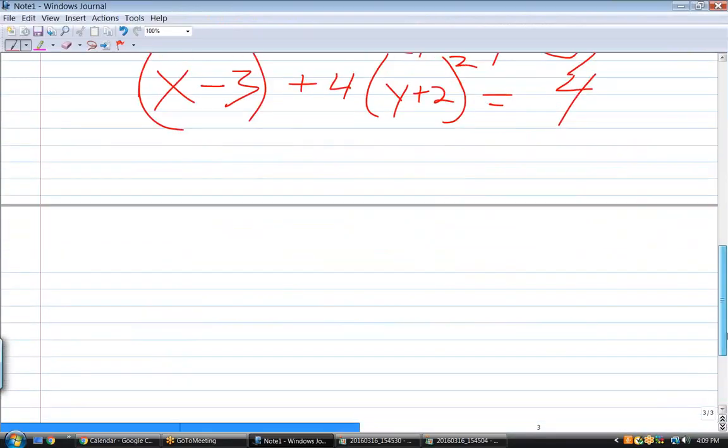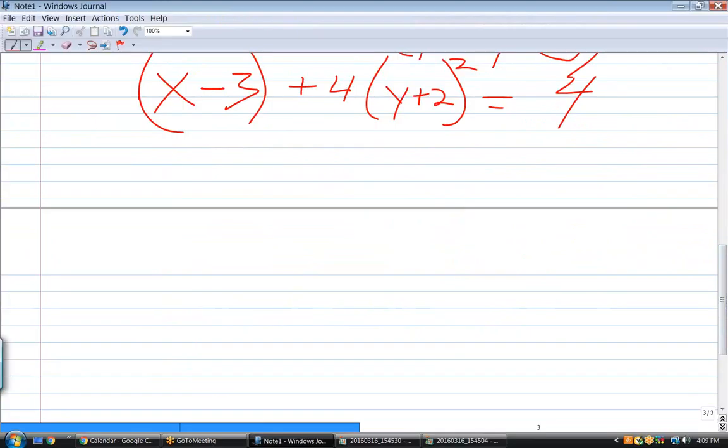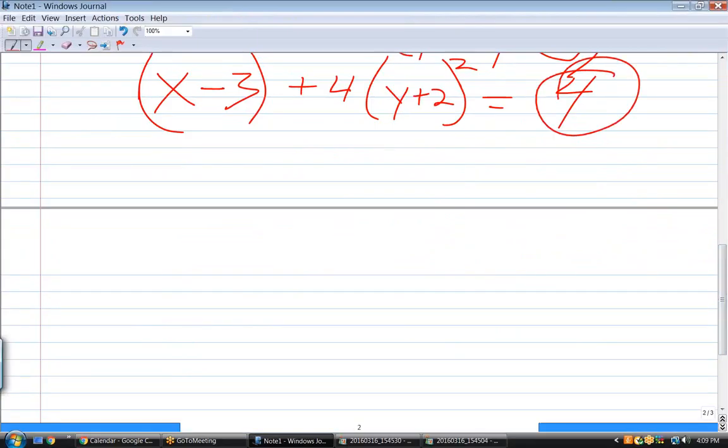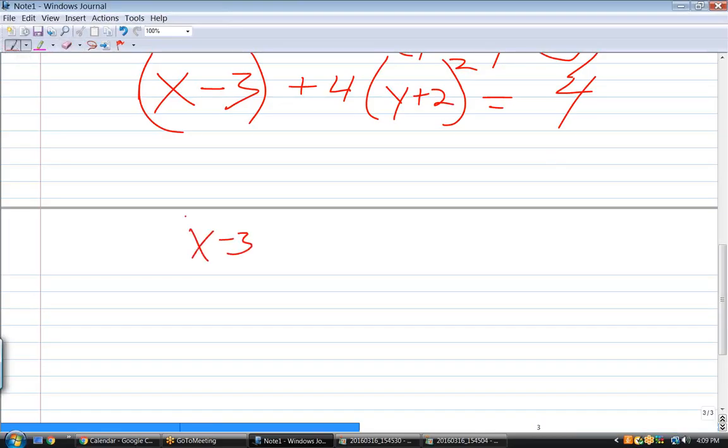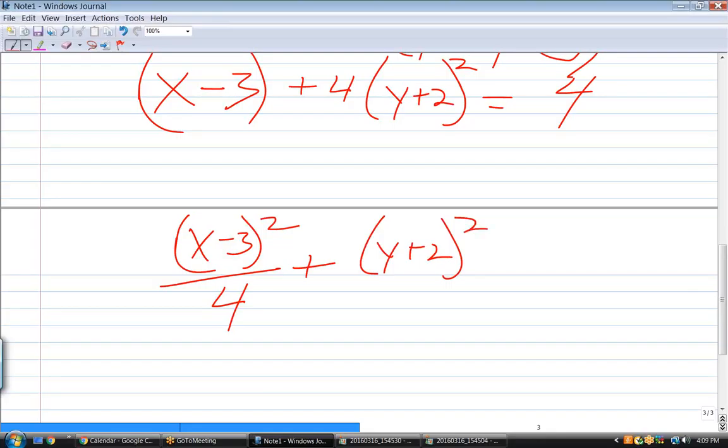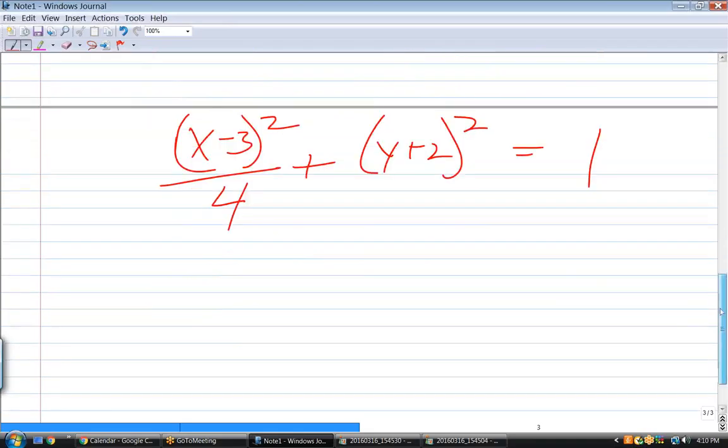Is it divide both sides by 4? Yeah, as soon as I've recognized that this is an ellipse, my next goal is to turn that into 1. And I do that by dividing both sides of the equation by whatever that number is. So now I get (x minus 3) squared divided by 4 plus (y plus 2) squared equals 1. And that is the standard format for an ellipse.